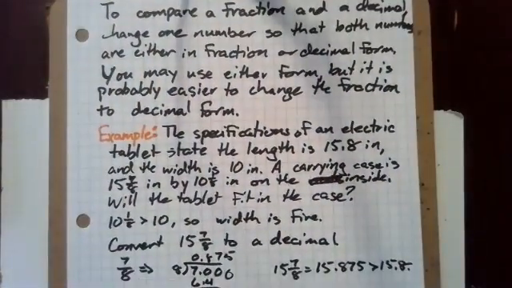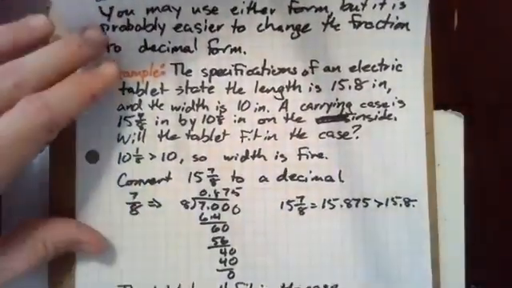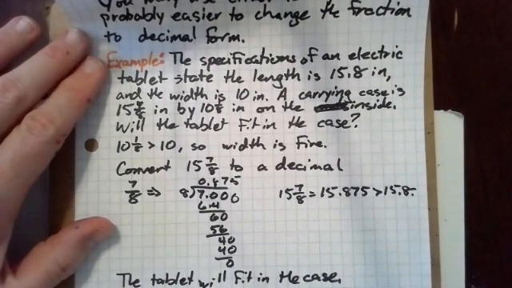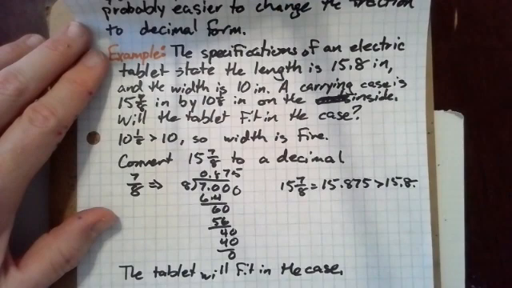To compare a fraction and a decimal, we change one number so that both numbers are either in fraction or decimal form. You may use either form, but it is probably easier to change the fraction to a decimal, because then if you wind up with an improper fraction, you won't have to change it into a mixed number. For example, the specifications of an electric tablet state the length is 15.8 inches and the width is 10 inches. A carrying case is 15 7/8 inches by 10 1/8 inches on the inside. Will the tablet fit into the case?